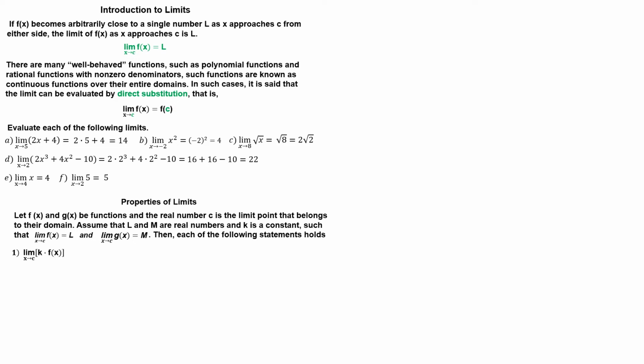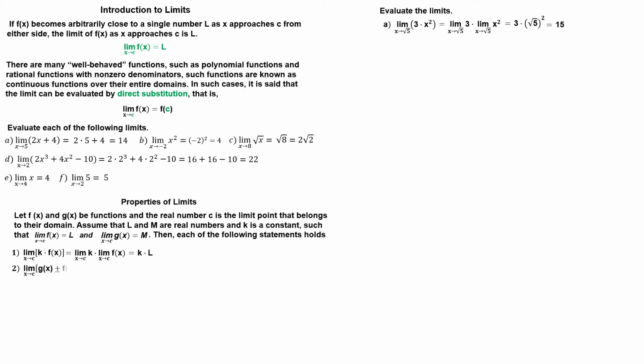The first property is known as scalar multiple. This property says that the limit of a constant times a function is equal to the product of the constant and the limit of the function. Evaluate the limits. We break up the limit into two separate limits. The limit of a constant is just the constant, and the limit of x squared as x approaches square root of 5 is 5. 3 times 5 is 15.